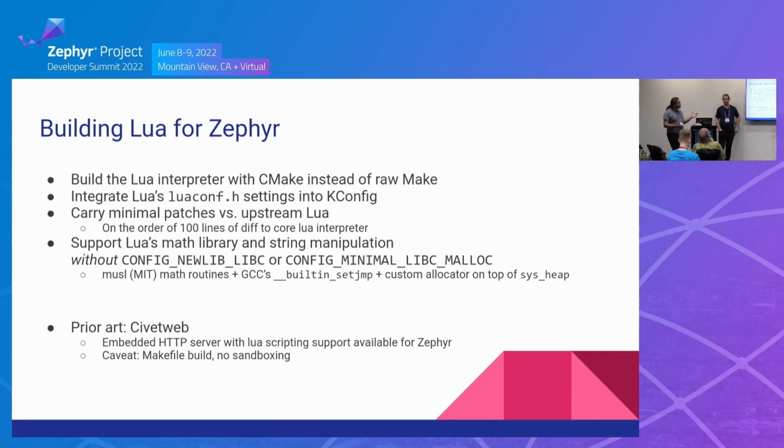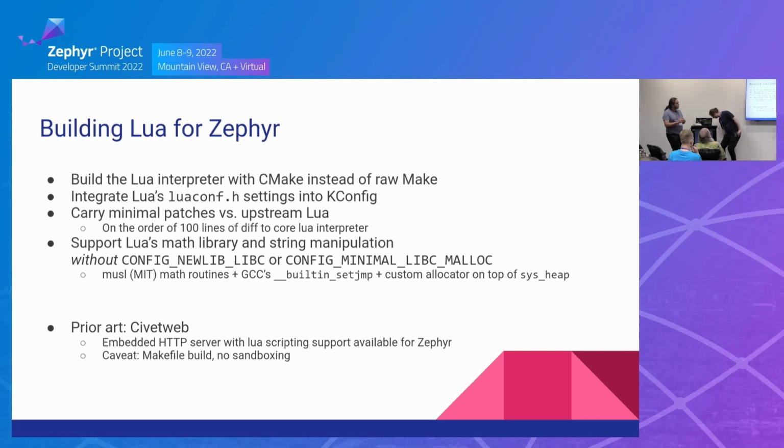So building Lua for Zephyr involves some work. You come to it 4 months later and you go, well, that's only 500 lines of code, and then you cheer because you only have 500 lines of code to maintain. So Lua builds with make, not hard to build it with CMake instead.